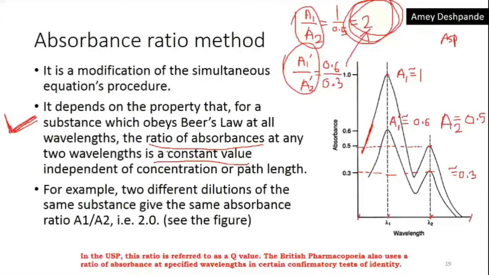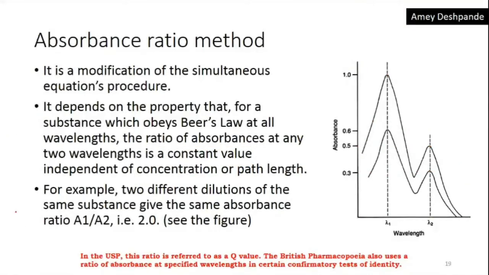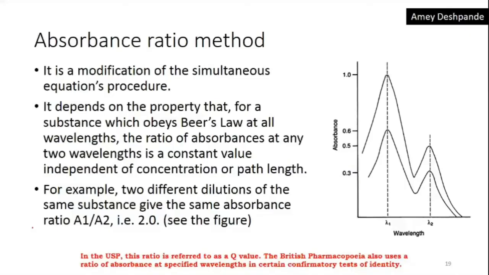In this condition, we change the concentration. Similarly, if you change the path length, the value of the ratio will remain the same. Okay, so this is the property we are going to use in this method. If you have doubt in this property, please ask me, otherwise I will proceed further. For example, two different dilutions of the same solution give the same absorbance ratio A1 upon A2 equal to 2.0 as in the figure.